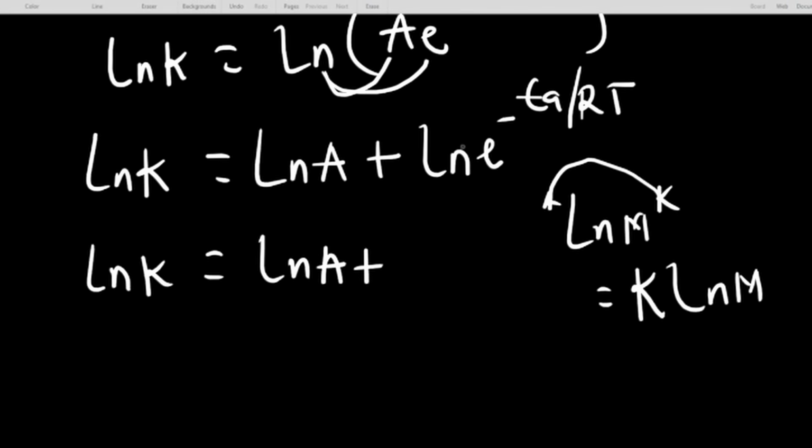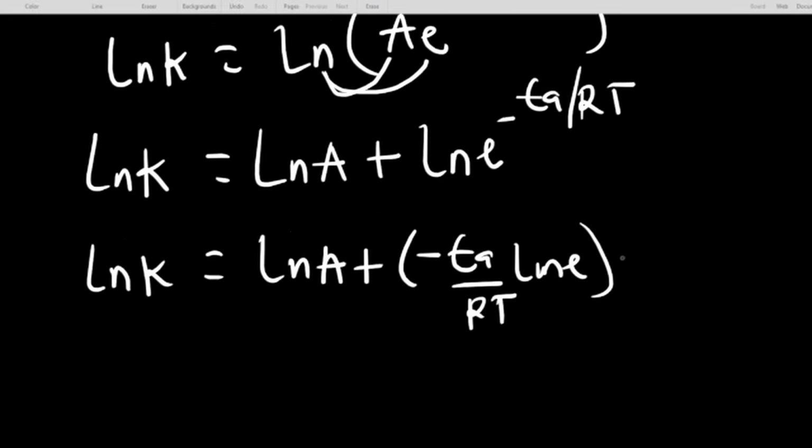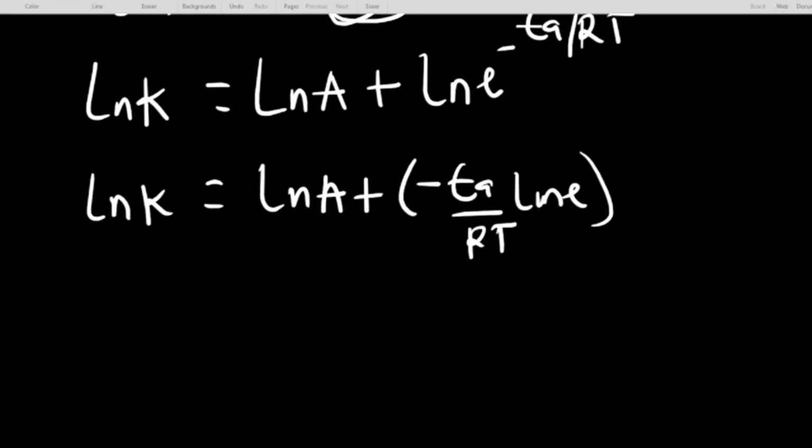In this case, we can see that the natural logarithm of e is raised to a power of negative Ea over RT. So we're going to apply the same principle here. And that means that the negative Ea over RT is going to come down, and it's multiplied by the natural logarithm of e. Good. Okay. Now we need to understand something. The natural logarithm of e is equal to 1. Whenever you see the natural logarithm of e, this is simply equal to 1.